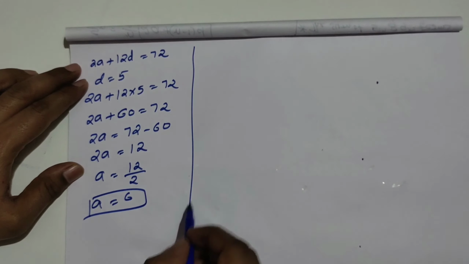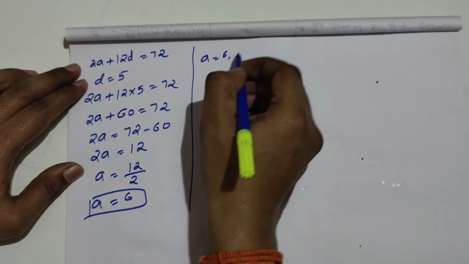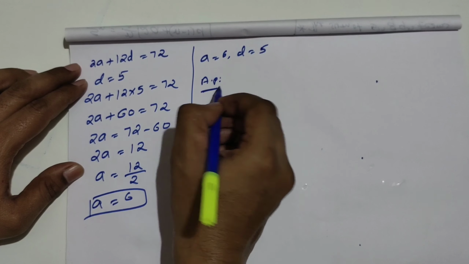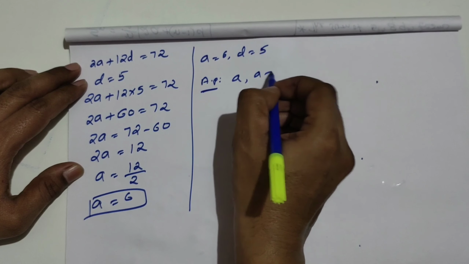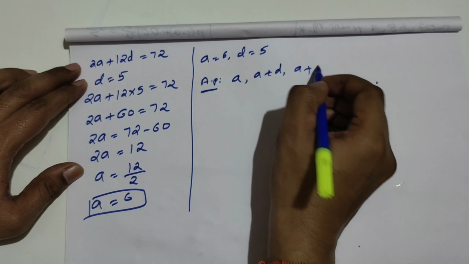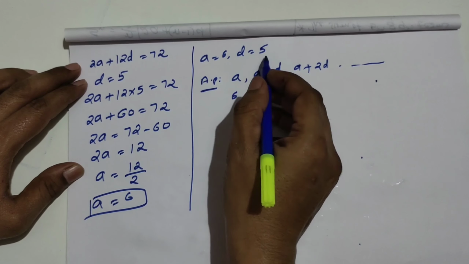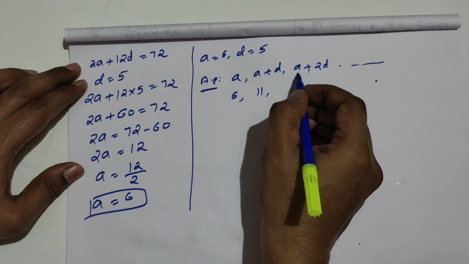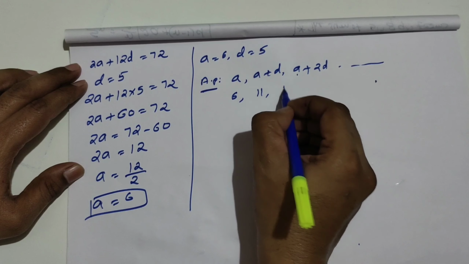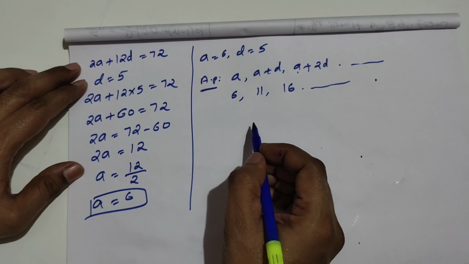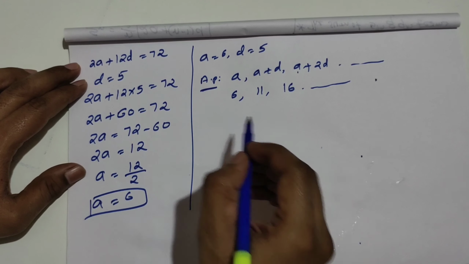So we have a value 6 and d value 5. Let us write the AP. As we know, the general form of an AP is a, a plus d, a plus 2d, and so on. So the a value here is 6, 6 plus 5 is 11, 6 plus 10 is 16, and so on. So this is our required AP. Okay, now next sum.